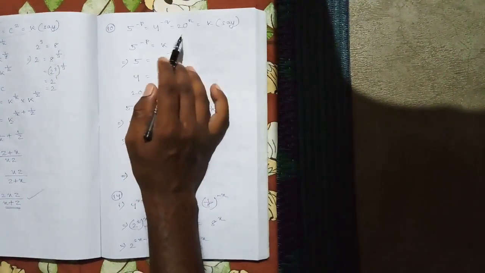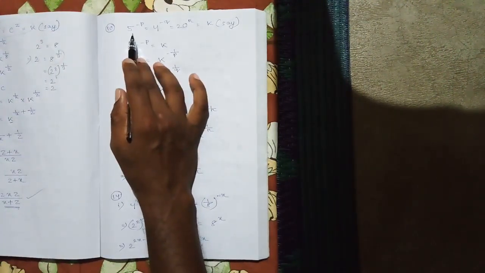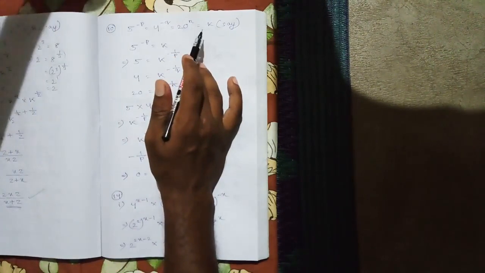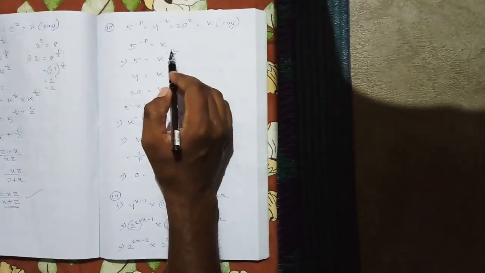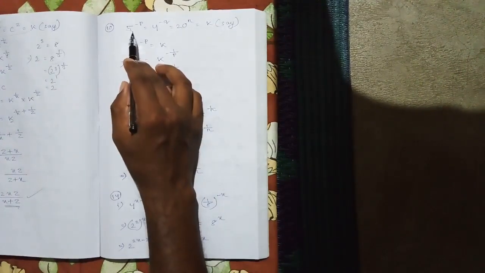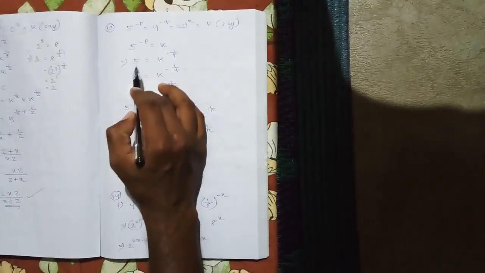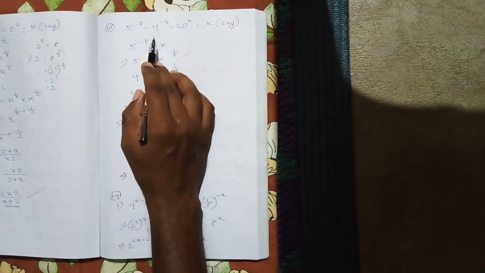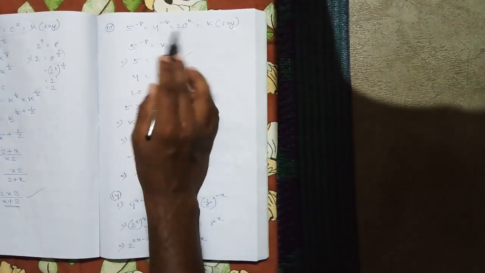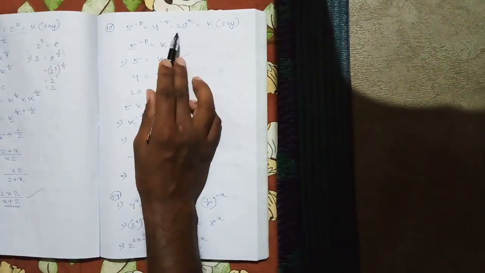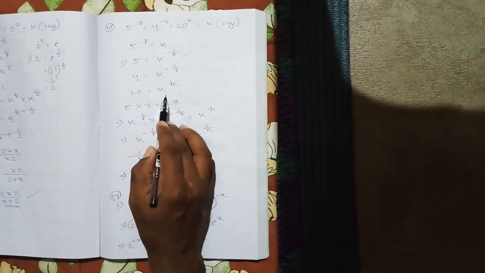Number 10, we have 5^(-p) = 4^(-q) = 20^r. We have to show that 1/p + 1/q + 1/r = 0. The same method. Let us take k, suppose. If 5^(-p) = k, then 5 should be k^(-1/p). Similarly, if 4^(-q) = k, then 4 should be k^(-1/q), as you can see. If 20^r = k, then 20 should be k^(1/r).